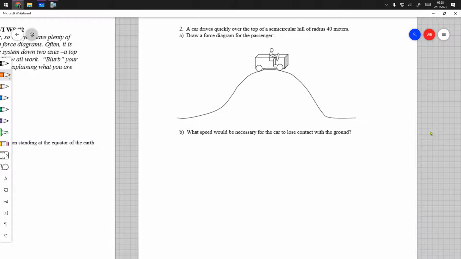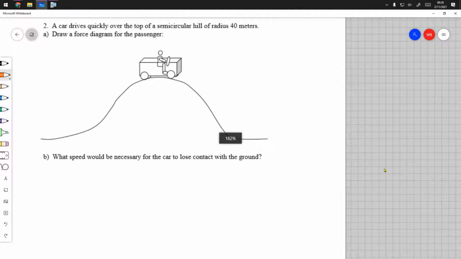Worksheet number 2, problem number 2 here. Let's get into it. A car drives quickly over the top of a semicircular hill, and it's got this radius of 40 meters there. Let's go ahead and draw that out. So this radius of curvature is 40 meters.